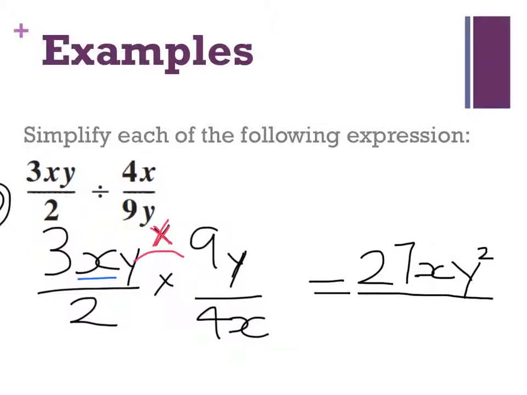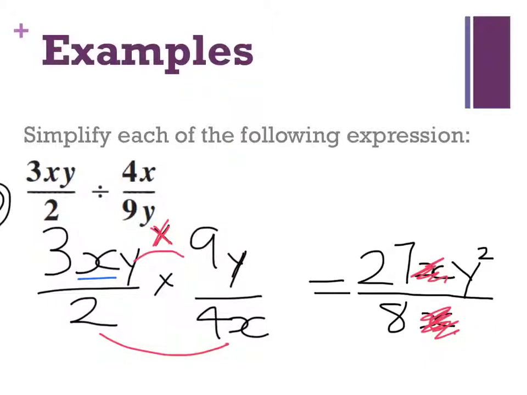Then I've got down the bottom 2 multiplied by 4x. Let's deal with the numbers first. 2 multiplied by 4 is 8. Then I've got x on the end. Now, a few things to do. What can I do here? First off, I've got an x on the top and an x on the bottom, so I have to get rid of those. Now, is there any number that goes into 27 that goes into 8?